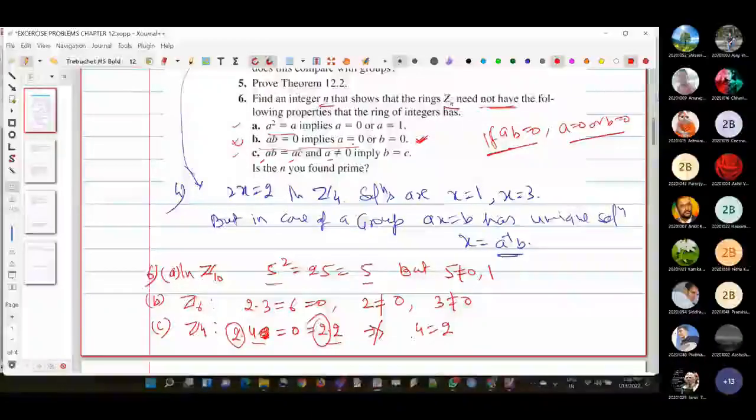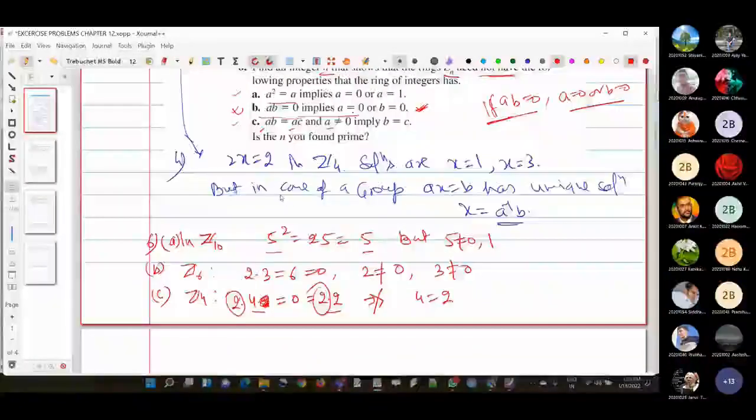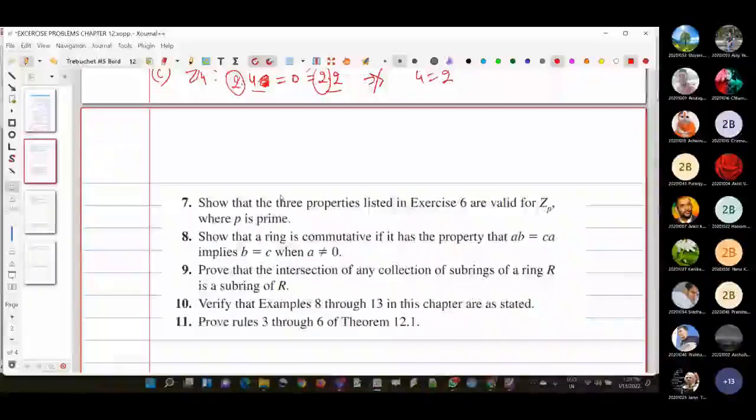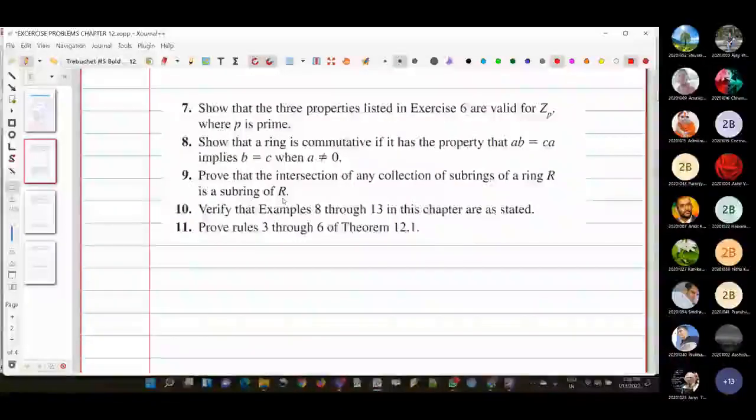So the question is, is the n you found prime? Yes, it should be prime. So I think we are done. Question number 6 done. So let us see the next question, question number 7.